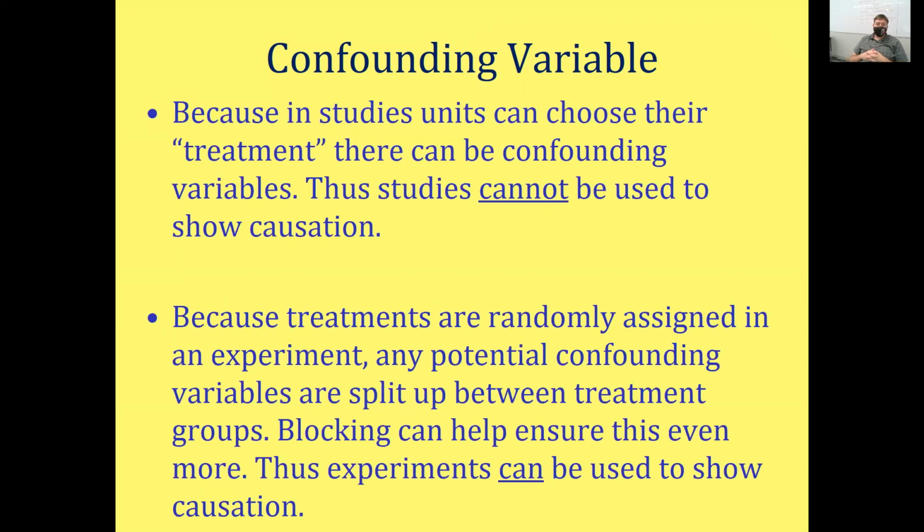Because treatments are randomly assigned in experiments, potential confounding variables are either split up between treatment groups or eliminated altogether. We're going to talk about blocking. Blocking helps ensure this even more. And that way experiments can definitely tell you this causes this.